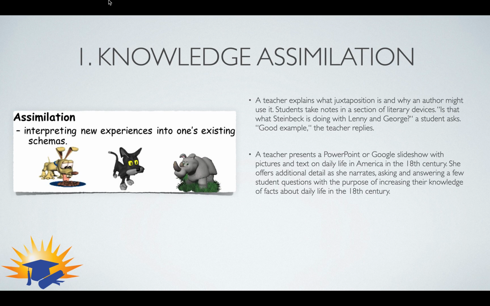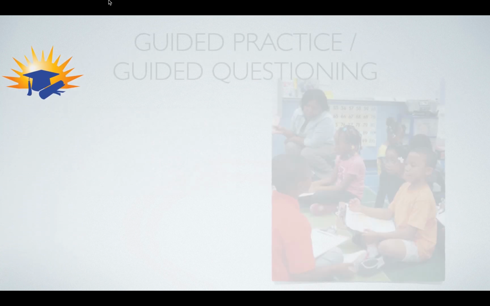A teacher presents a PowerPoint or Google slideshow with pictures and text on the daily life in America in the 18th century. She offers additional detail as she narrates, asking and answering a few student questions with the purpose of increasing their knowledge of facts about daily life in the 18th century. A teacher asks students to join her in reading a chapter of To Kill a Mockingbird, partially aloud and partially independently. A teacher models how to solve for rate of change.